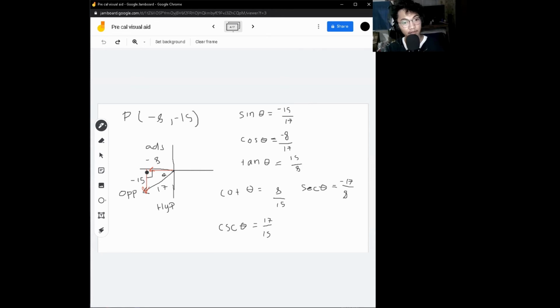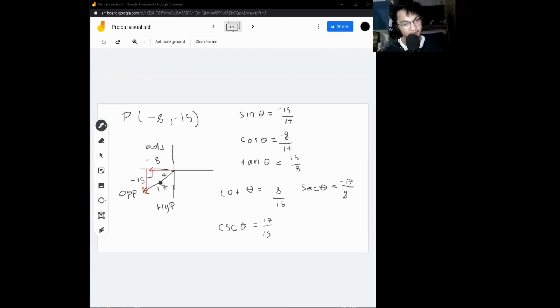So we have to travel 15 units downwards. x is negative in quadrants 2 and 3, but y is negative in quadrants 3 and 4. So the triangle has to be in quadrant 3. Now this is going to be the 8-15-17 triangle. And here's the angle theta between the terminal side and the x-axis.